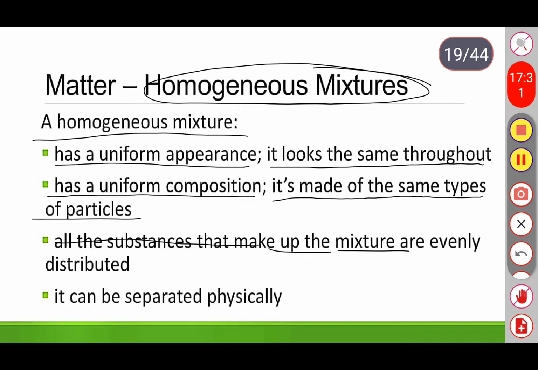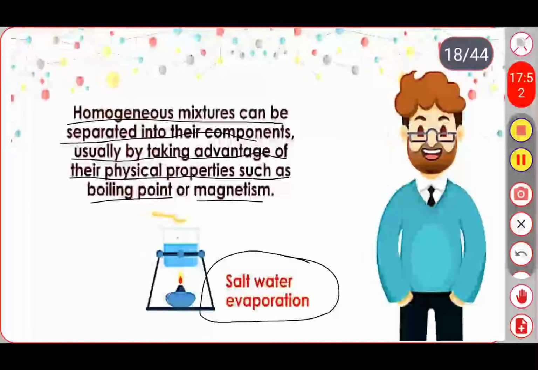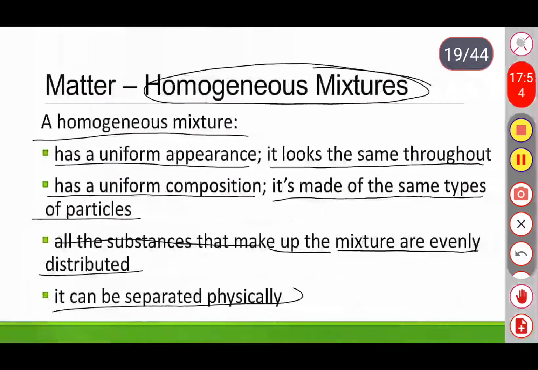It can be separated by physical methods, and two methods we are using. The first one is the magnetic method, or evaporation or heating. In the last slide we already discussed that by boiling point and magnetism we can separate the homogeneous mixtures. Let's see some more information about the mixtures.